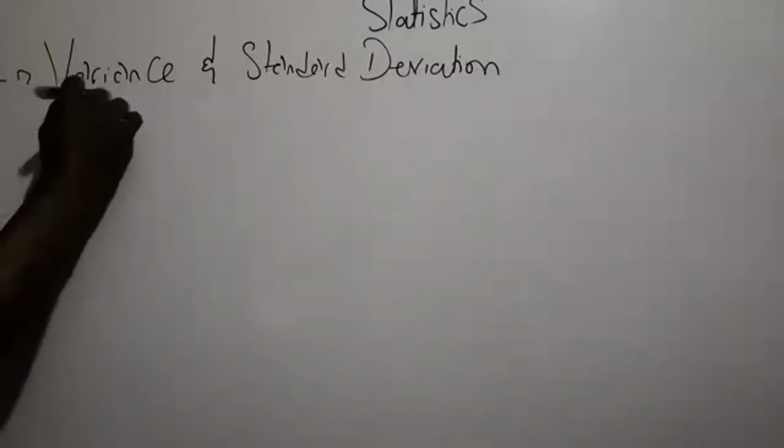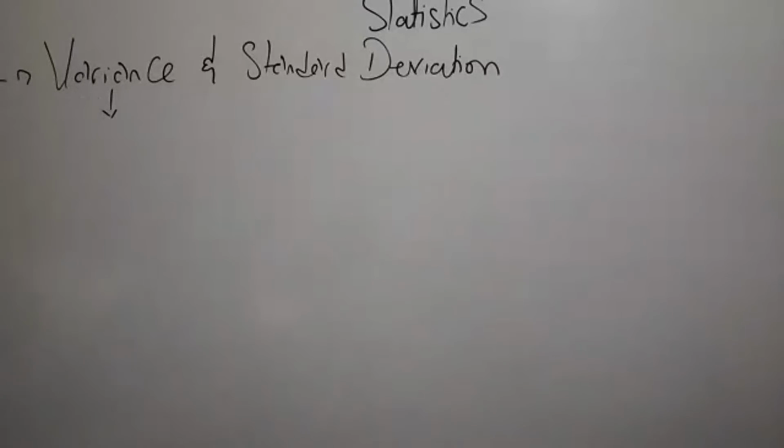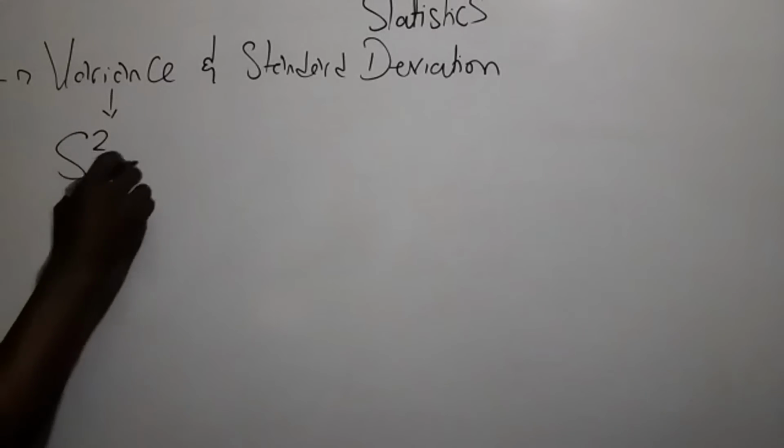So now for variance, there's a formula for it. When we talk about variance, we have a formula. It's almost the same thing we've done before. For variance, we have x raised to the power of 2.